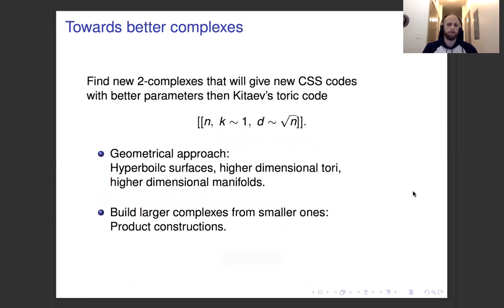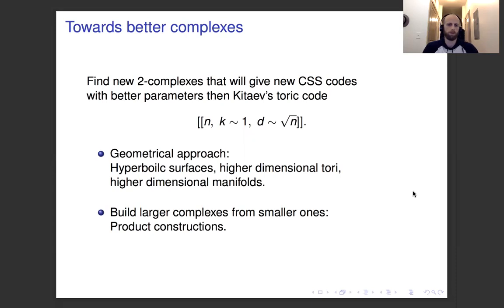And well, perhaps the task that we are faced with now is finding new 2-complexes that will give us new CSS codes with better parameters that improve upon the Kitaev toric code construction. And here I wrote the asymptotics of the Kitaev toric code construction. And in order to achieve this goal, there are two directions and two categories of what one can do.